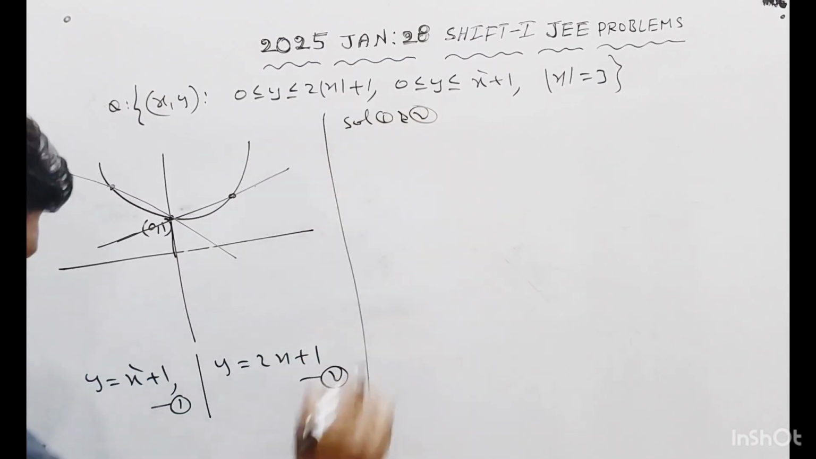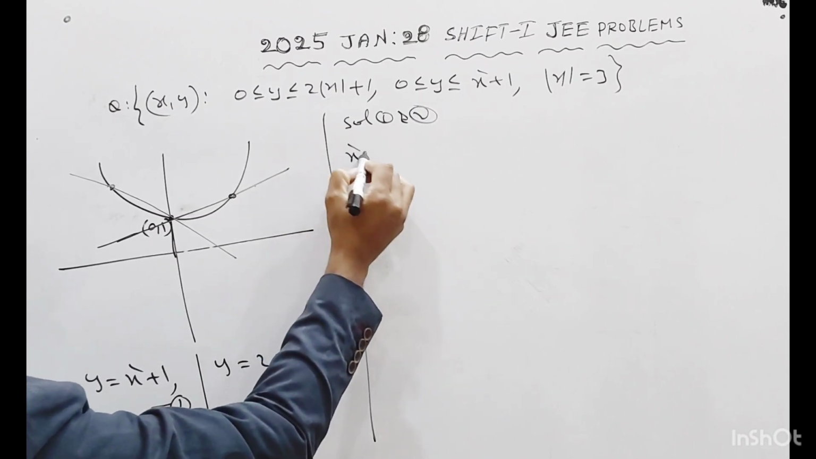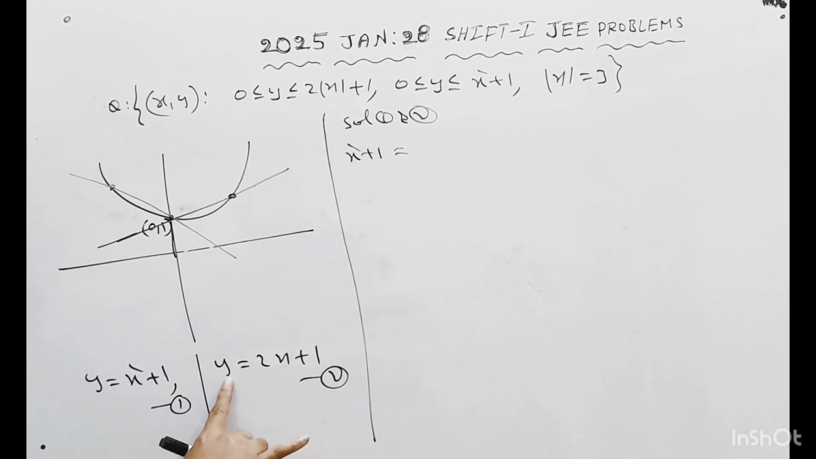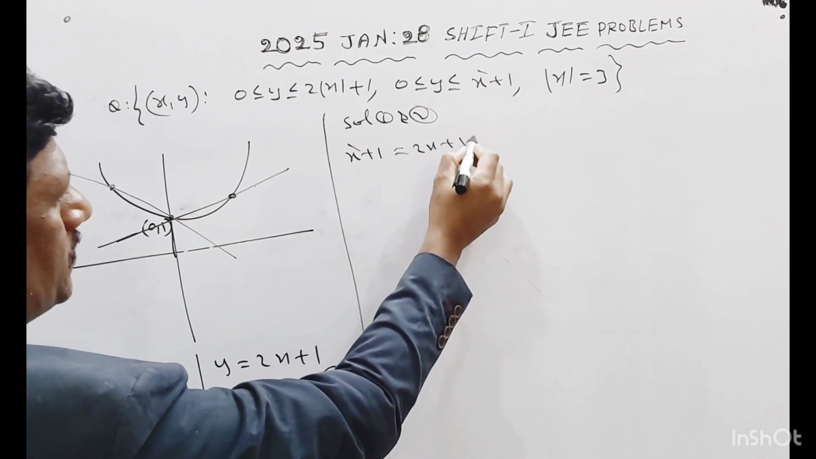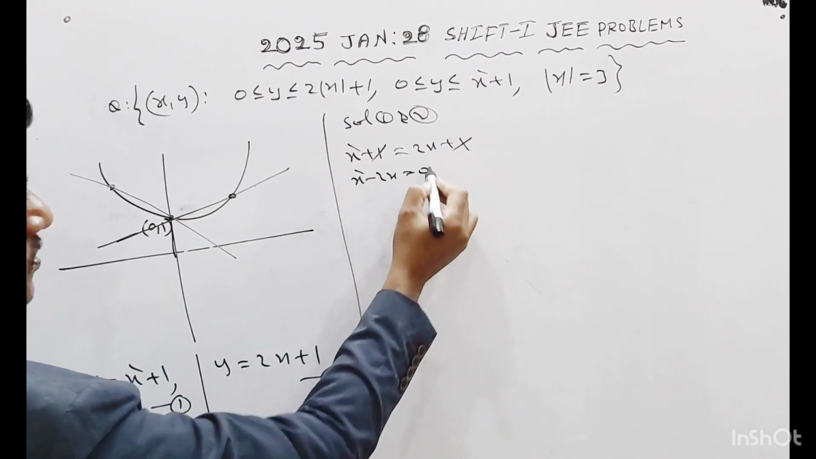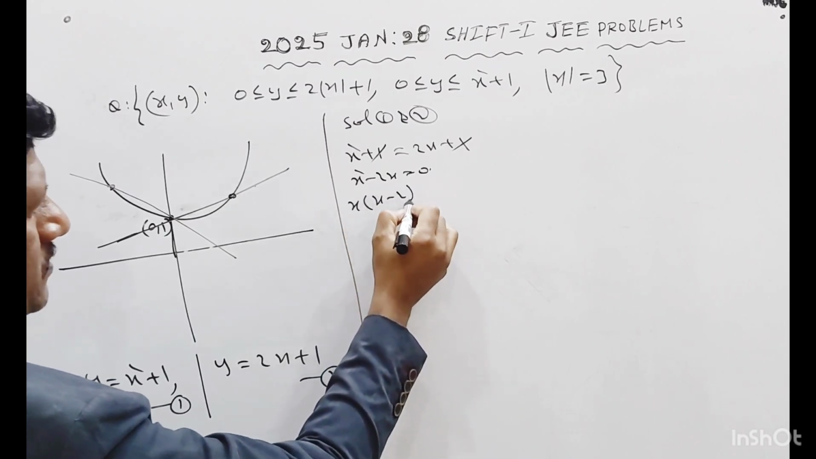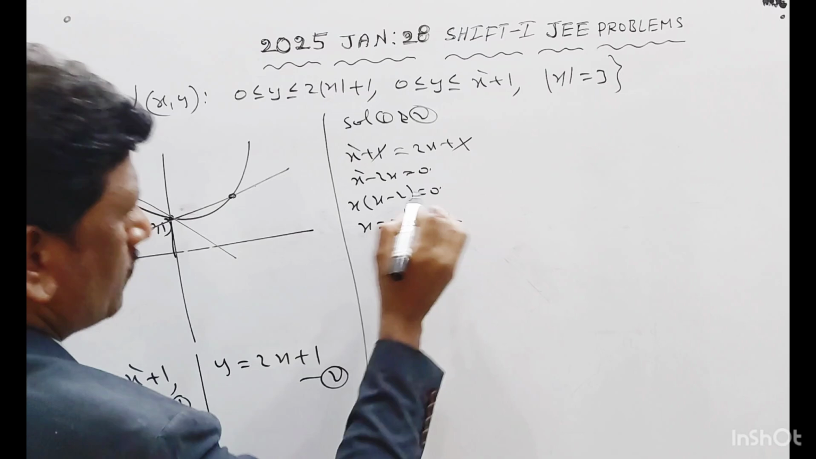Solving 1 and 2, that means in the place of y, write this pattern, x square plus 1. So in the place of y, I'm going to write x square plus 1. This is equal to 2x plus 1. These both get cancelled. So here x square minus 2x is equal to 0. Take x common, x minus 2 is equal to 0. So one x value is 0 and the other x value is 2.